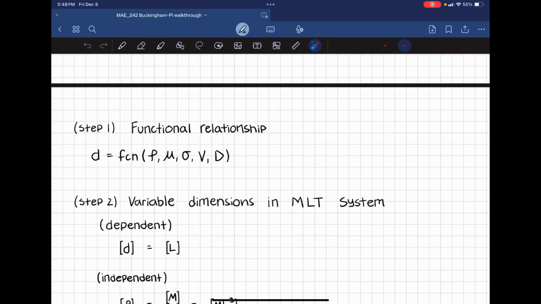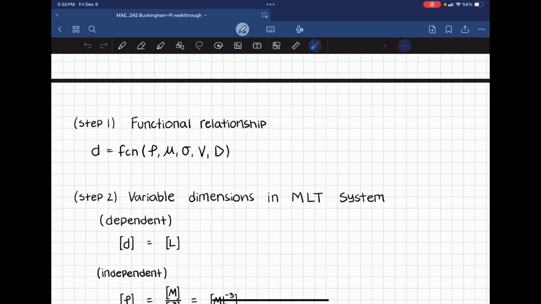We have our dependent variable. This is lowercase d. That is the droplet diameter, and that's going to be equal to some function, which we don't at this point know what it is, and that function is dependent on the other variables, which are going to be density rho, viscosity mu, surface tension sigma, jet speed v, and diameter capital D. I believe it's the diameter of the nozzle.